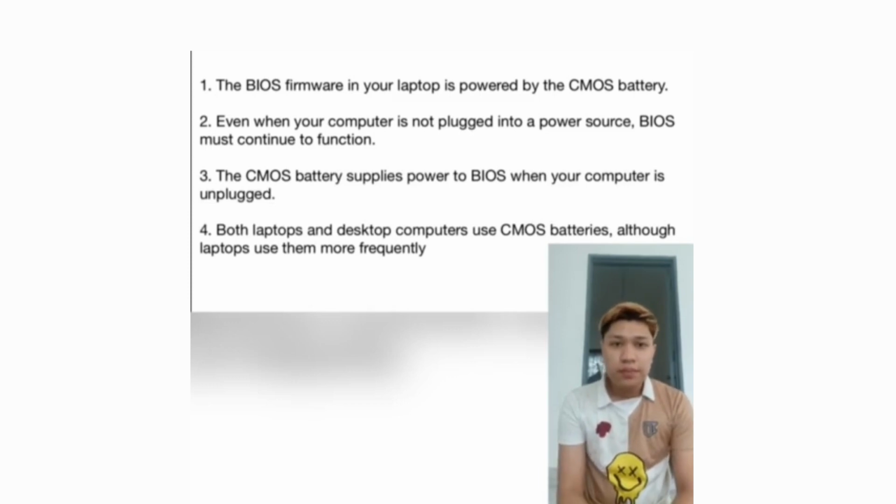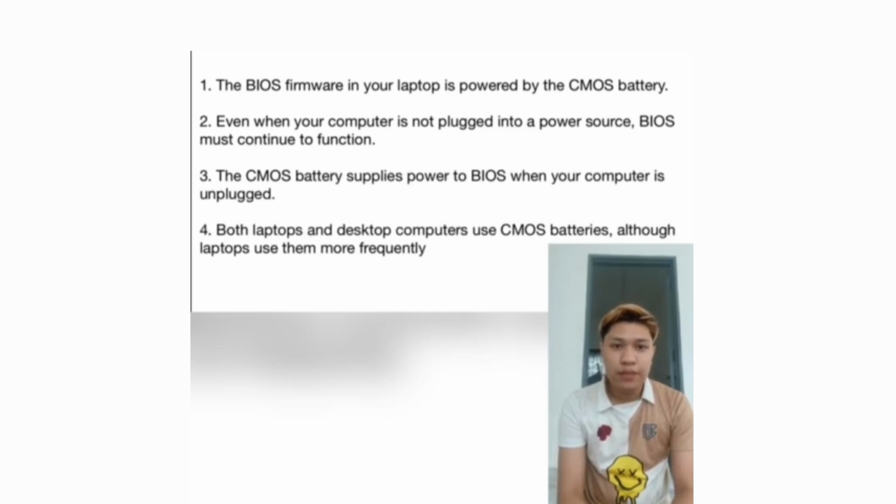Although laptops use them more frequently, that is because desktop computers are frequently left unplugged for a shorter period of time than laptops. The majority of desktop computers are rarely removed from their power source. Every time your laptop is plugged in, the CMOS battery is charged. The battery only loses charge when your laptop is unplugged.